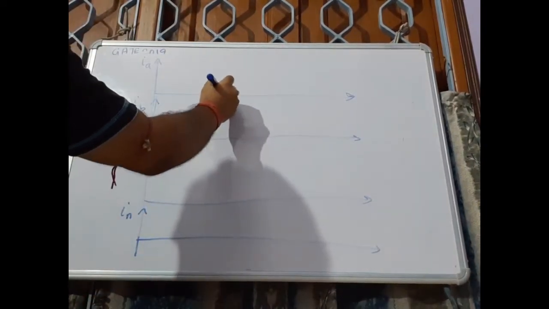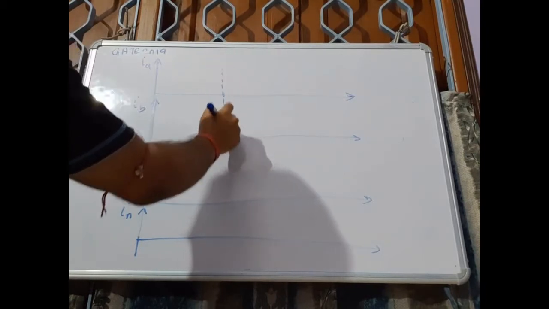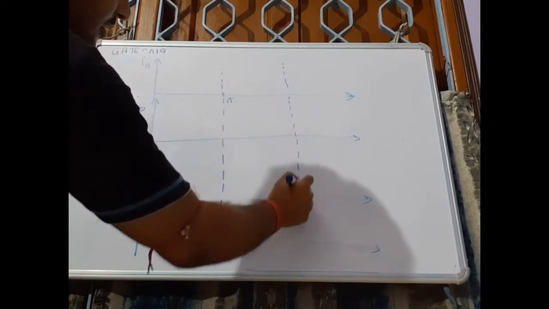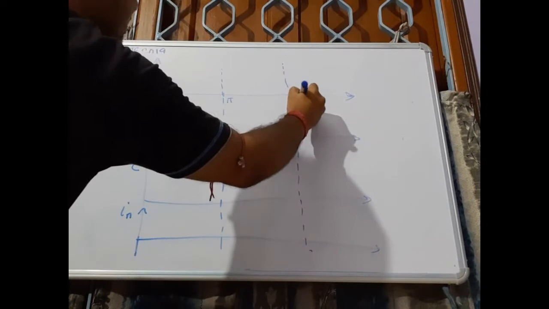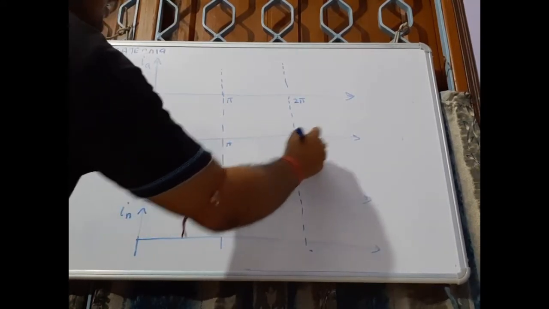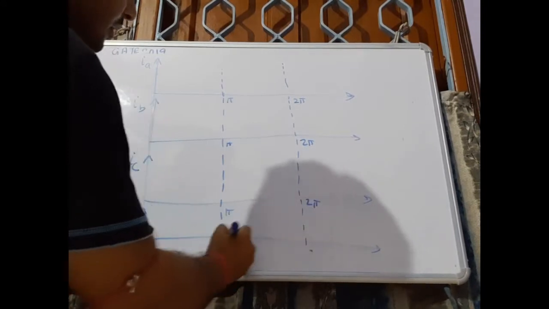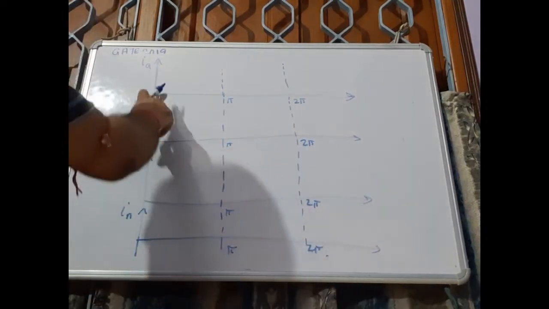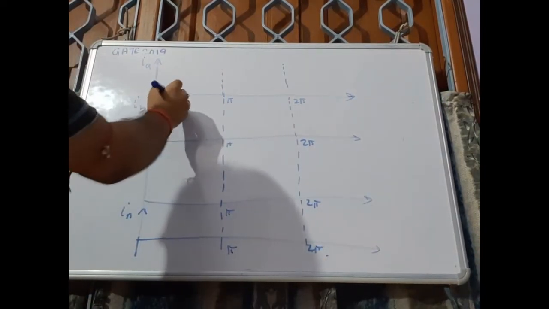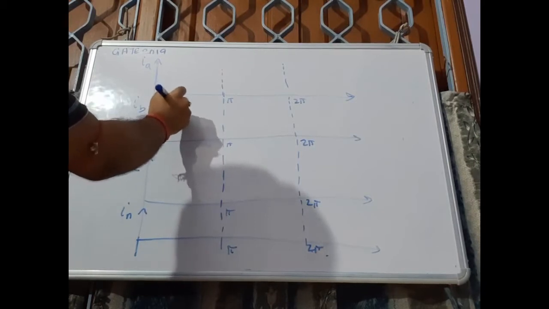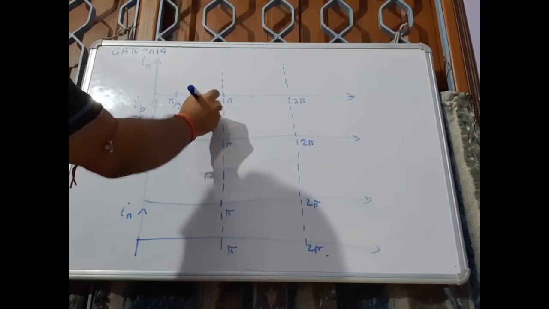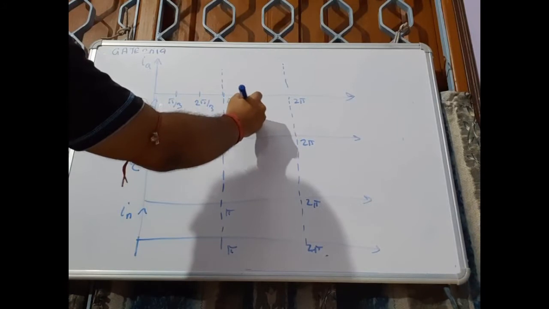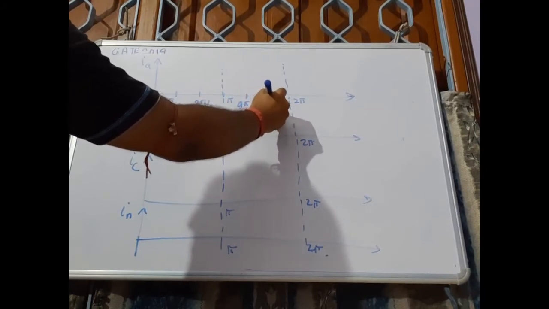Now this is pi, this is twice pi, pi, twice pi, pi, twice pi. Now if I divide this part into three sub parts, we have pi by 3, twice pi by 3, and pi. This will be 4 pi by 3, 5 pi by 3, right?